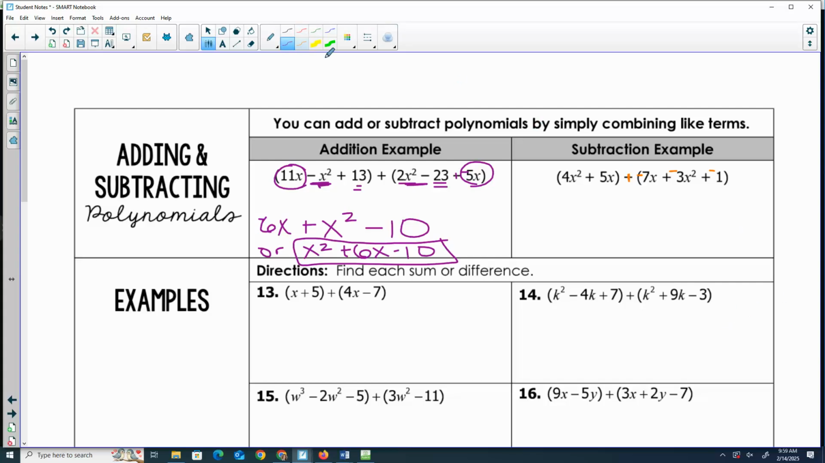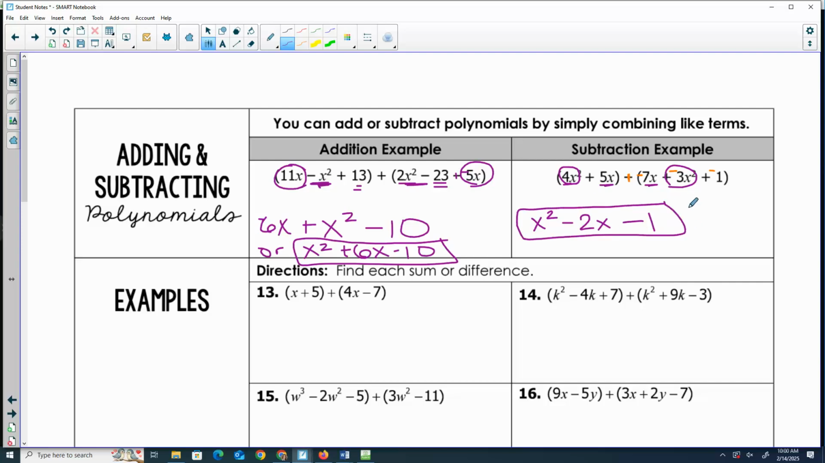So I can take 4x squared and negative 3x squared. So 4 plus negative 3 is just a 1x squared. I can take 5x plus negative 7x. 5 plus negative 7 is negative 2x. And then we just have plus negative 1 or minus 1 left on the end.